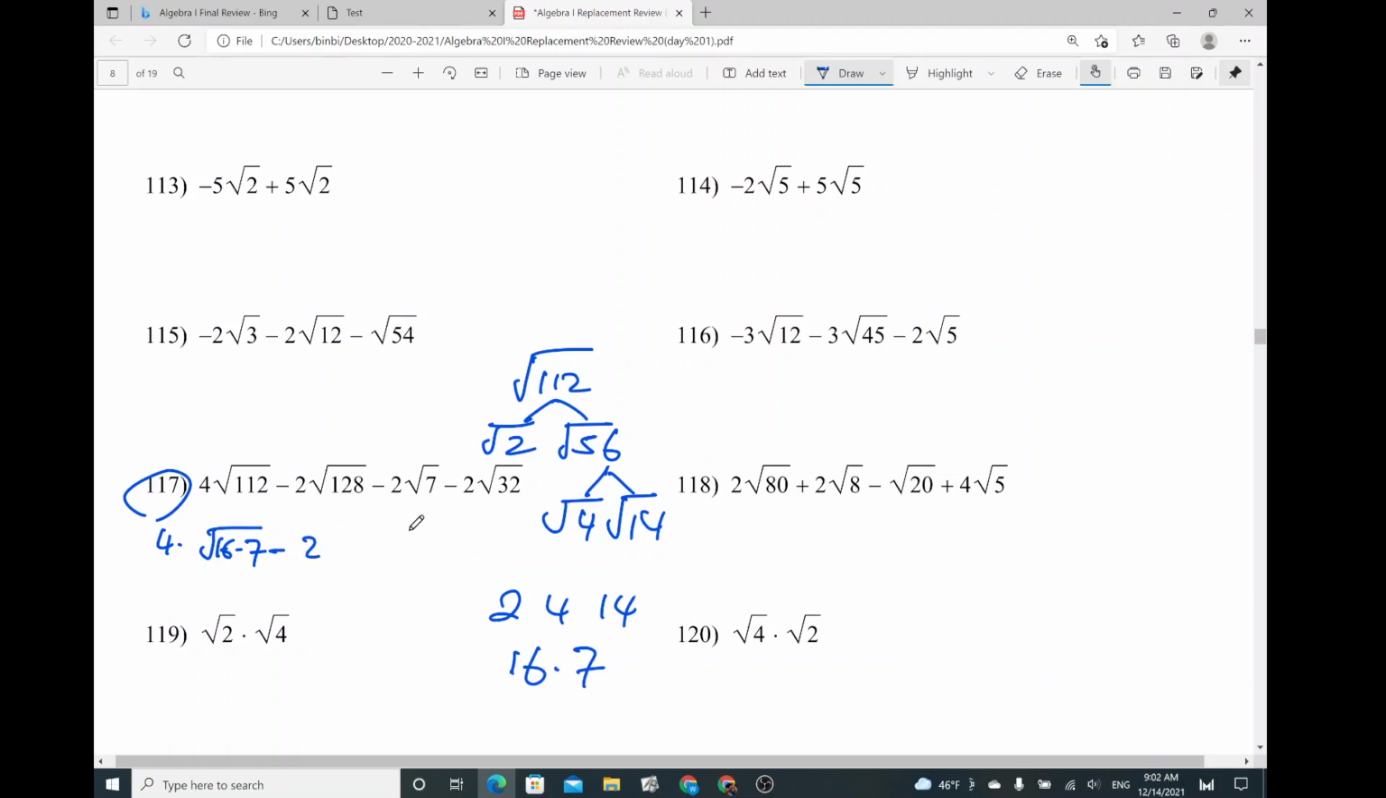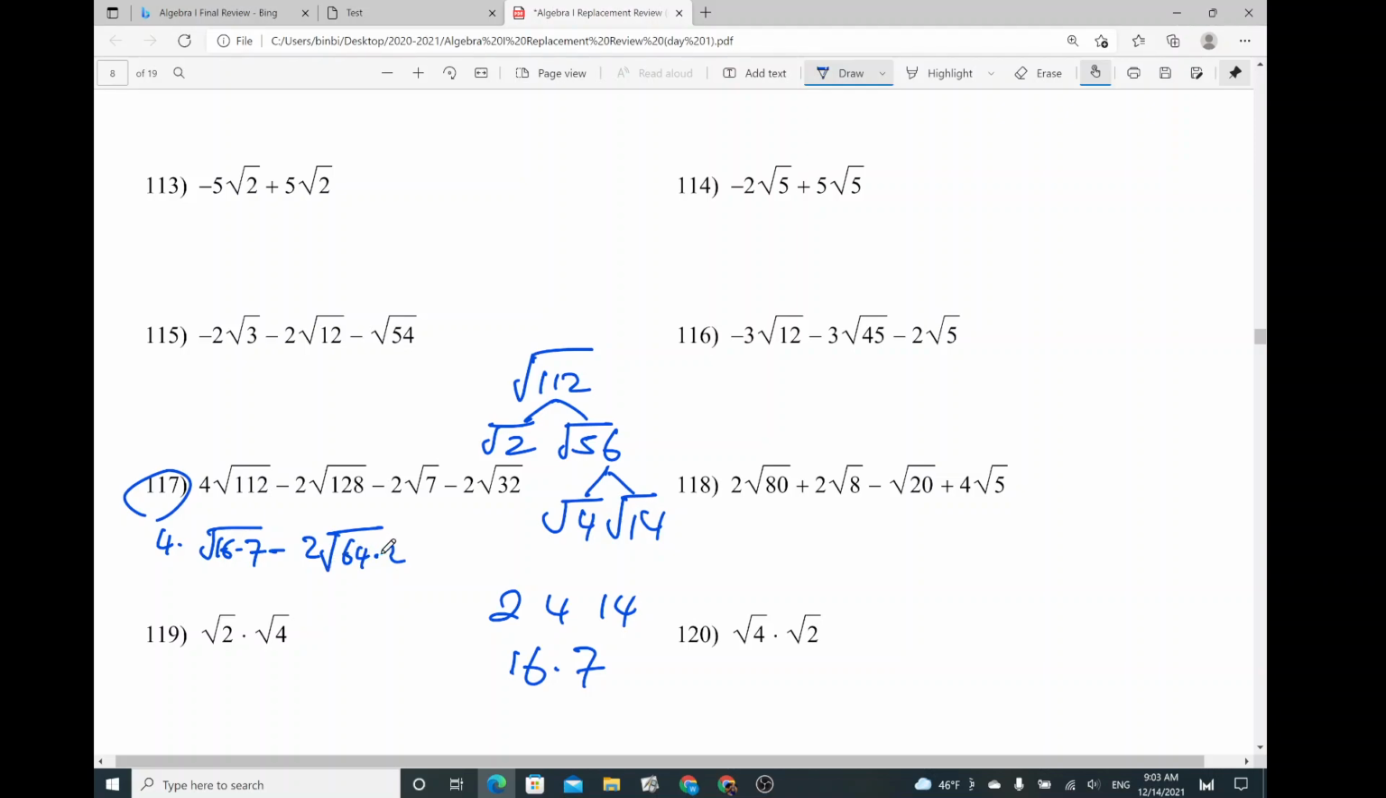128, so think about that. Is that number divisible by 4? Yes. So which is what? 32. 4 and 32. But don't forget about that 32. It's like what? It's like 16 times 2. Or this one can be written as 64 times 2.